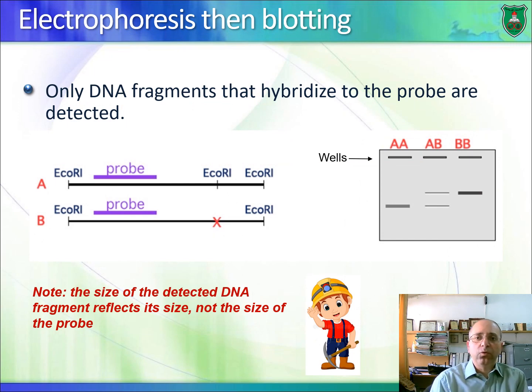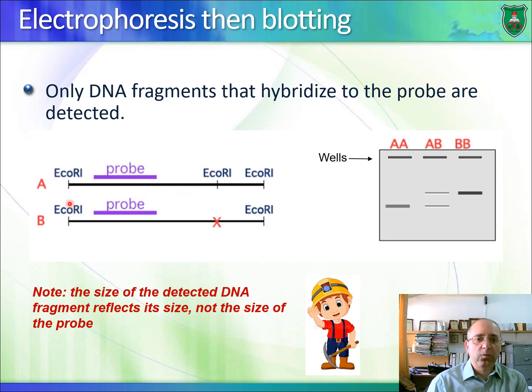Now, what if we do Southern blotting? That is, we separate the DNA fragments according to size, and then we transfer the DNA fragments from the gel to a membrane, that piece of paper that I told you about, and then we add a probe. What would we see in this case? Well, let's say that you have two alleles. So you have allele A and allele B. And we're using a probe that recognizes this sequence right there, specifically.